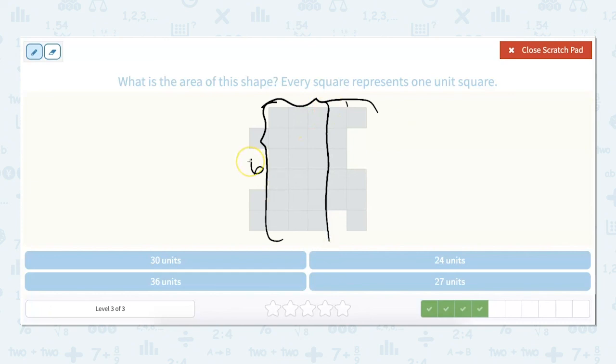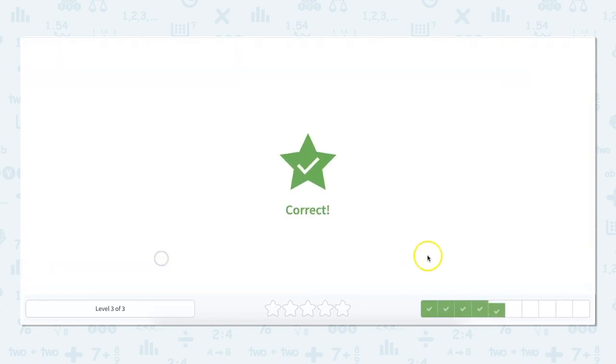All right, 6 times 3 is 18. Okay, and then we'll go ahead and count the rest, which is a lot, but we'll count it. So 18, 19, 20, 21, 22, 23, 24, 25, 26, 27, 28, 29, 30. Is that an answer? It sure is. There we go.